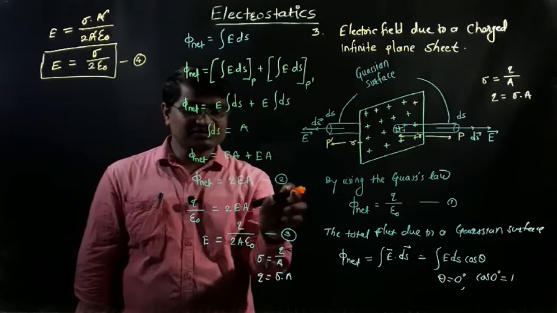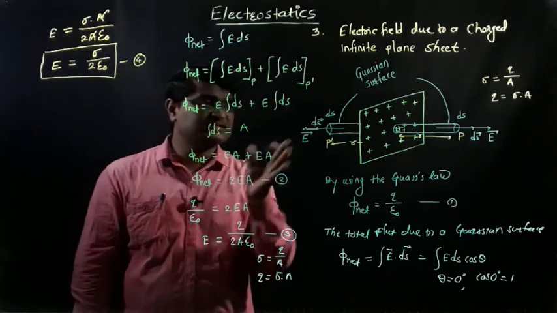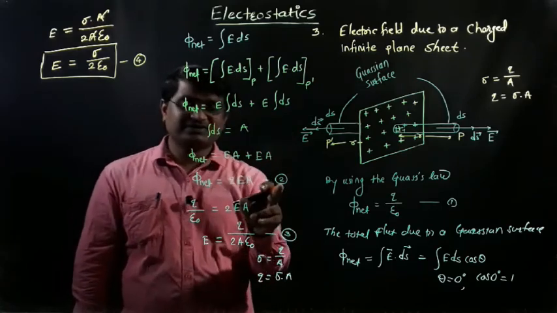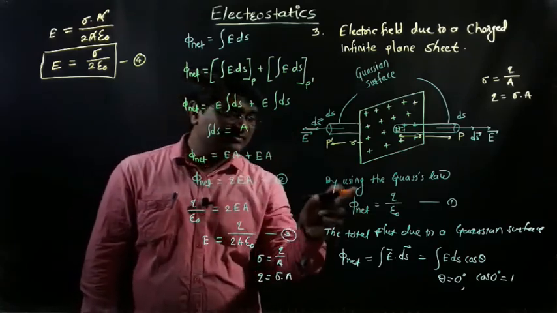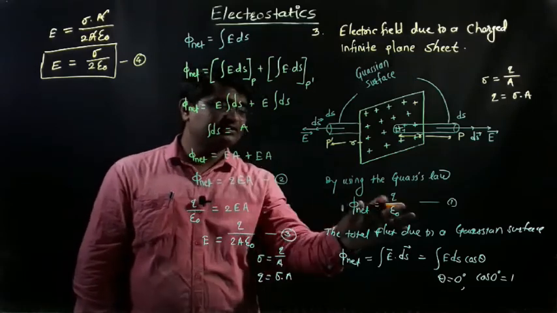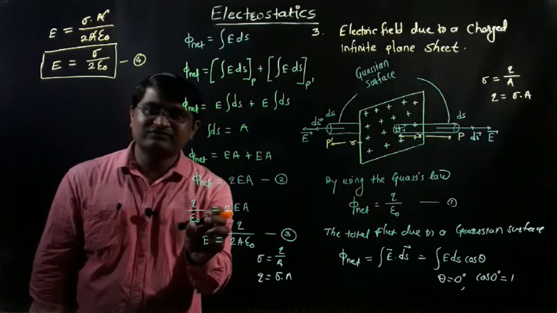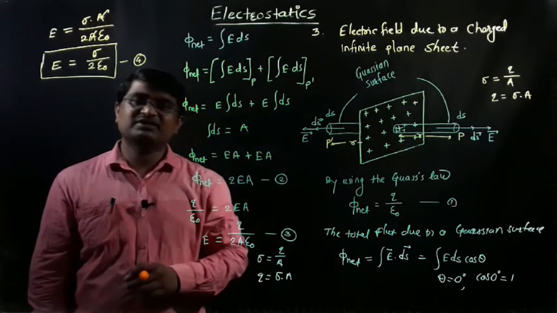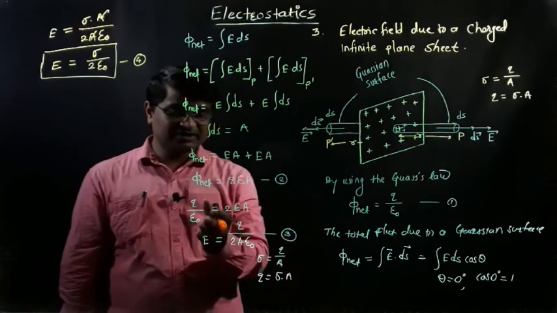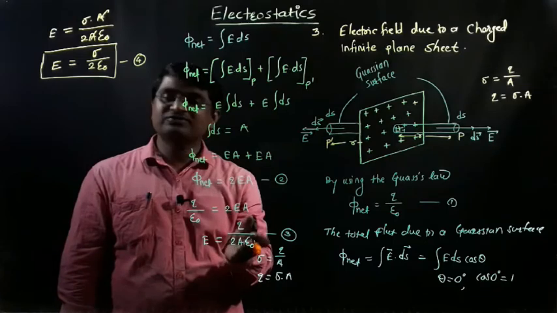This equation is very important because it indicates the net flux passing through the Gaussian surface. So this is equation number 2, and equation number 1 also indicates the net flux. So we can compare the right hand sides of equation number 1 and equation number 2. With the help of this we can find E directly. So E is equal to Q upon 2A epsilon naught.